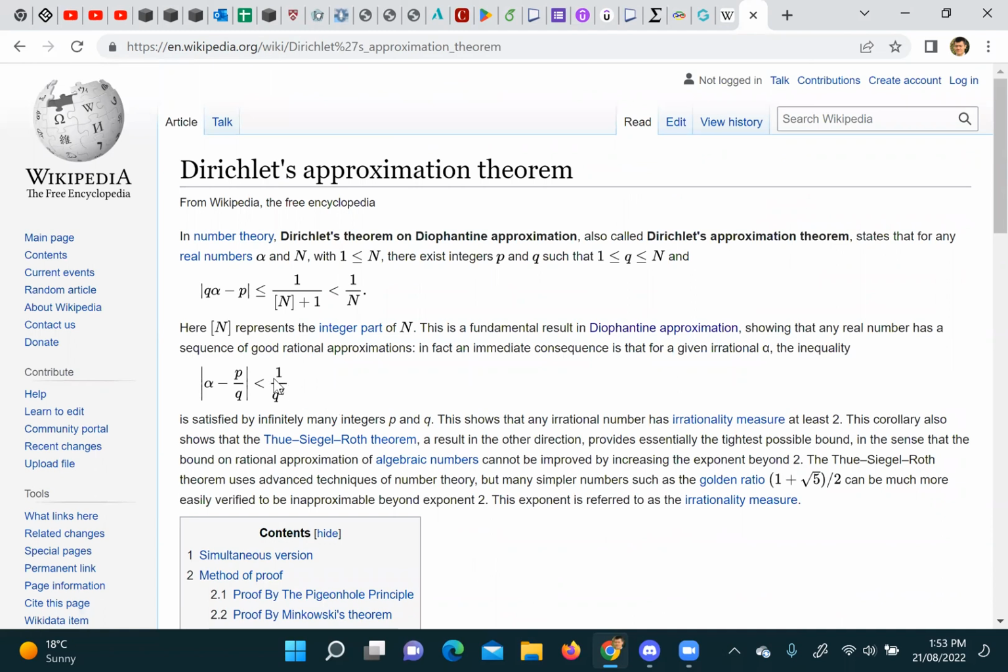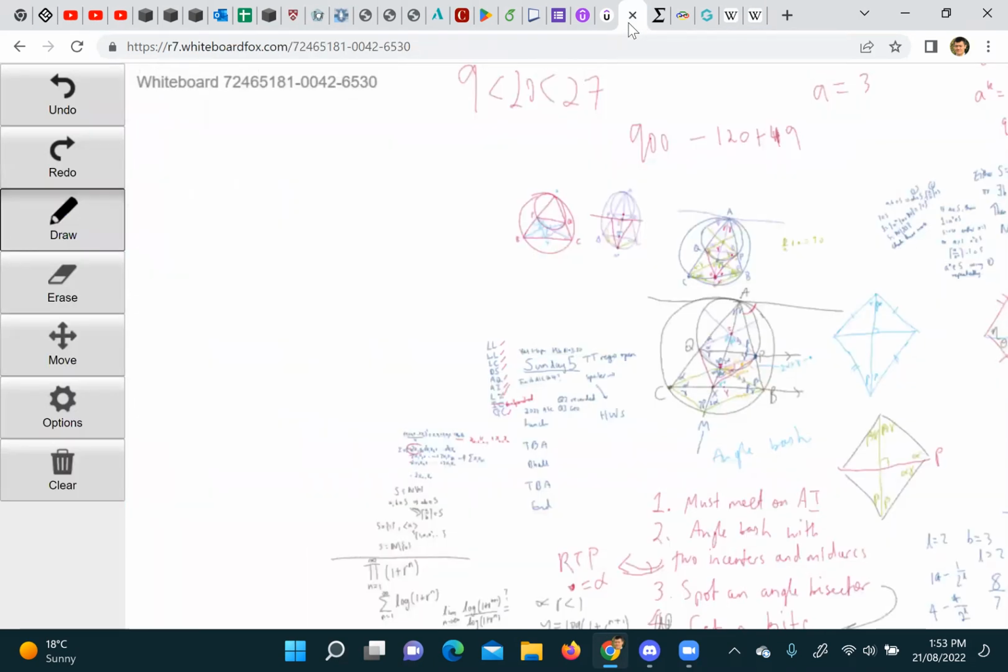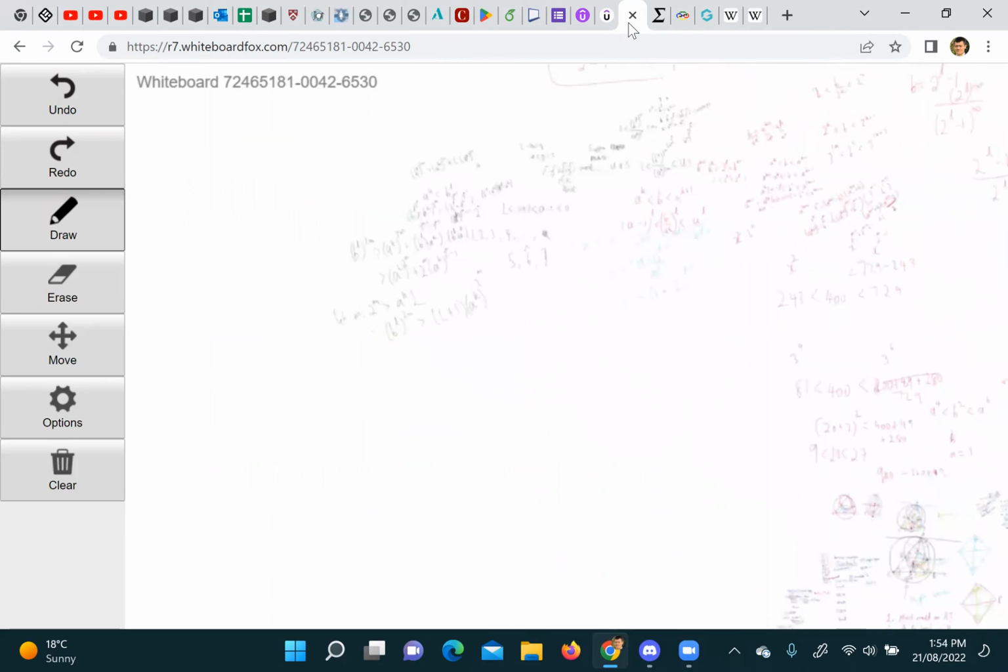I think you could rewrite it as the fractional part of q alpha. If you multiply both sides by q, the fractional part of q alpha is less than 1 over q. And then it can't stay in one. Does that mean it's dense? Why did it go to this screen?